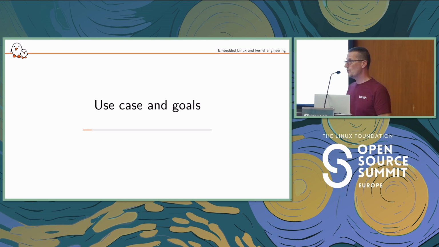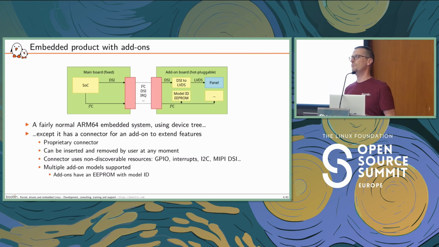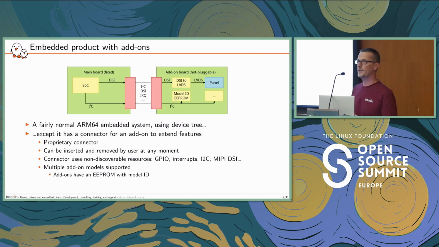So the use case we are working on is a product. It is a fairly standard ARM64 embedded system using device trees for hardware description, except it has something special. It has a connector, in red in the picture, where you can connect an add-on board with additional hardware to extend the functionality. This uses a proprietary connector. On this connector, there are several lines which are not discoverable hardware: GPIOs, interrupts, PWMs, and even a MIPI CSI video output.